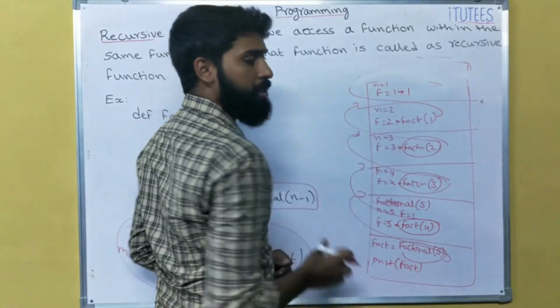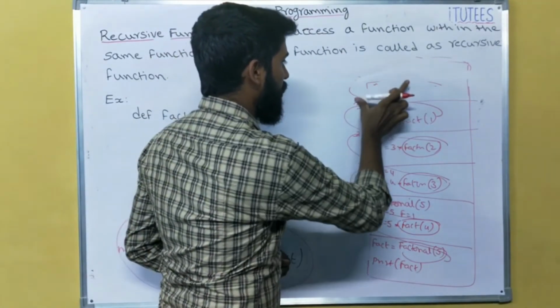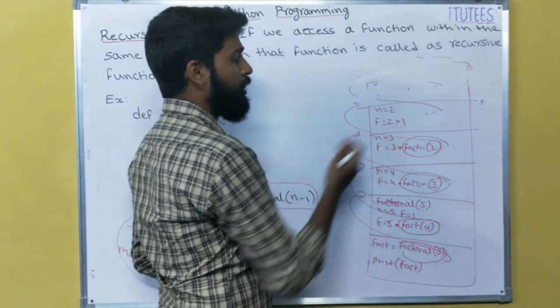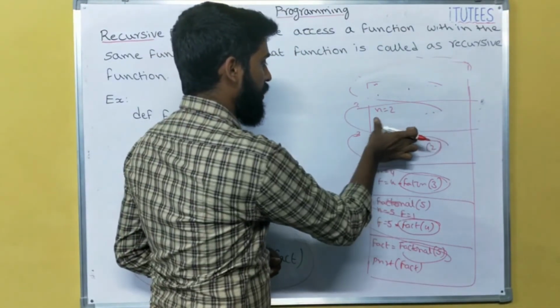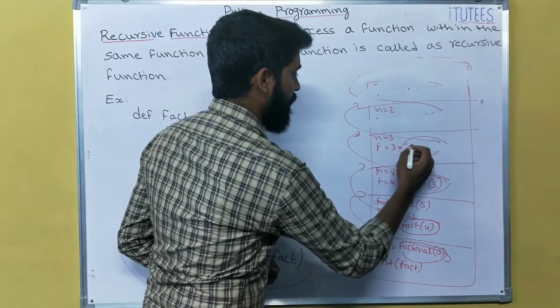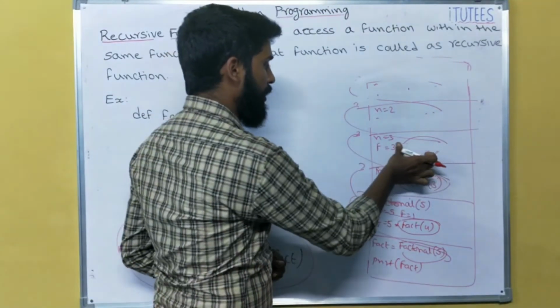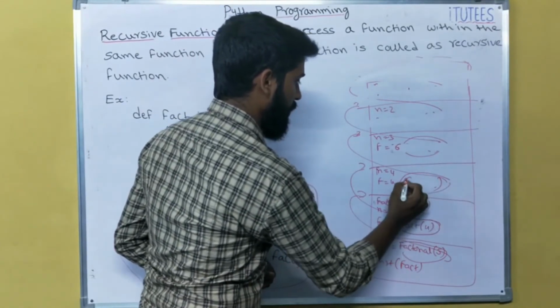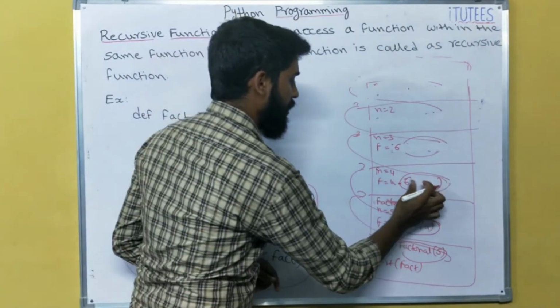So 1 into 1 means 1. This is returned to the previous function, so that is replaced with 1. 2 into 1 means 2, which is returned to here. 3 into 2 means 6, which is returned to here. 4 into 6 means 24.